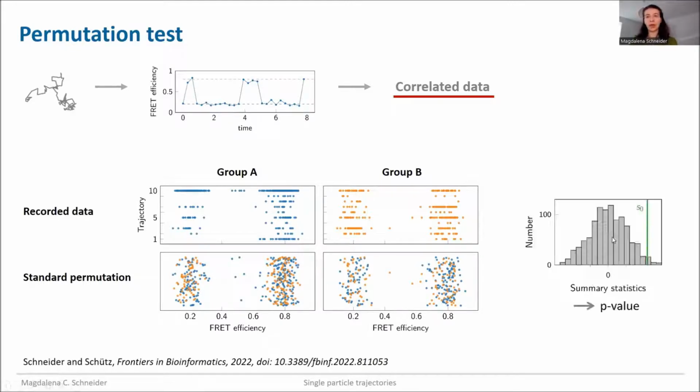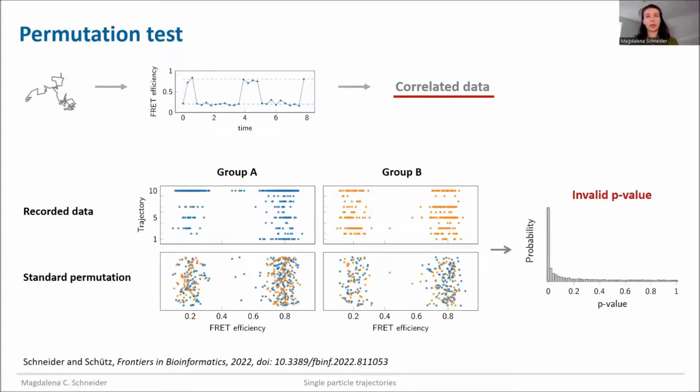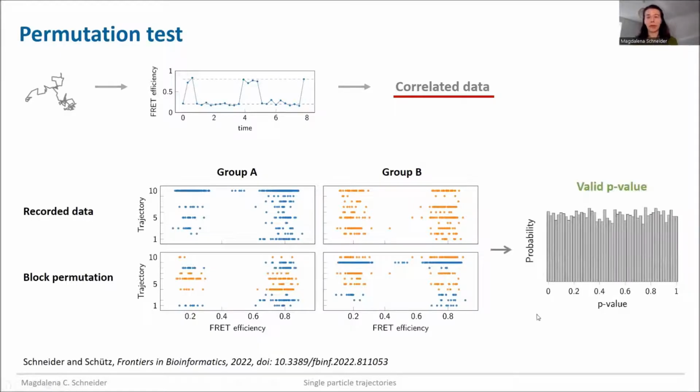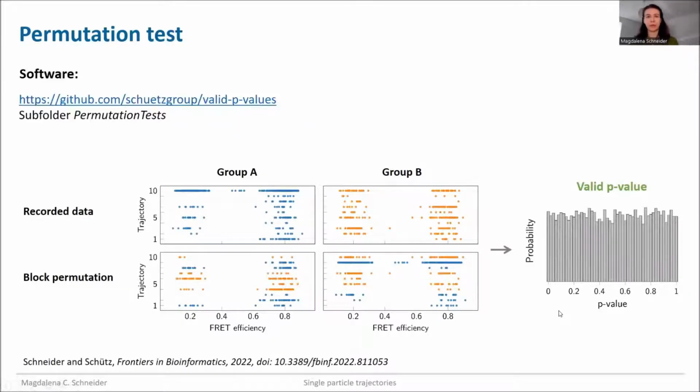In the end, you can compare the test statistic you obtained for your recorded data to all of those from the permutations, and based on this, you can calculate a p-value. However, if you do it like that, due to correlation in the data, you will get a very pronounced peak at small p-values. So what can we do to avoid that? What we propose is a block permutation test, which keeps together the data which belong to the same trajectory. If you do it like that, then you will obtain a valid p-value.